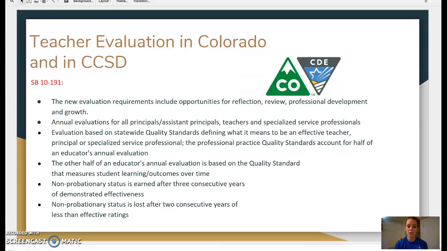So like I said, the other half of an educator's annual evaluation is based on the quality standard measuring student growth. Non-probationary status is earned after 3 consecutive years of demonstrated effectiveness, and it is lost after 2 years of receiving less than effective ratings.